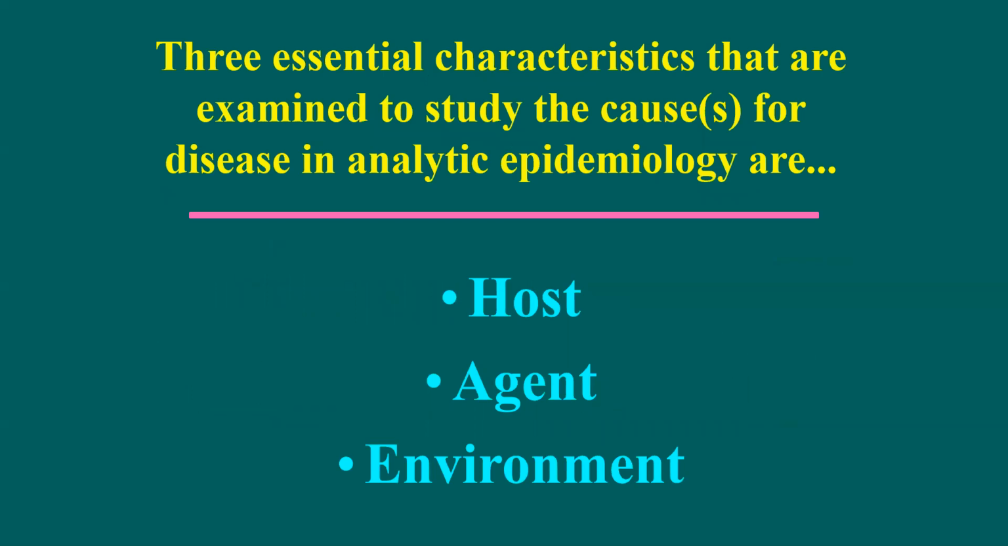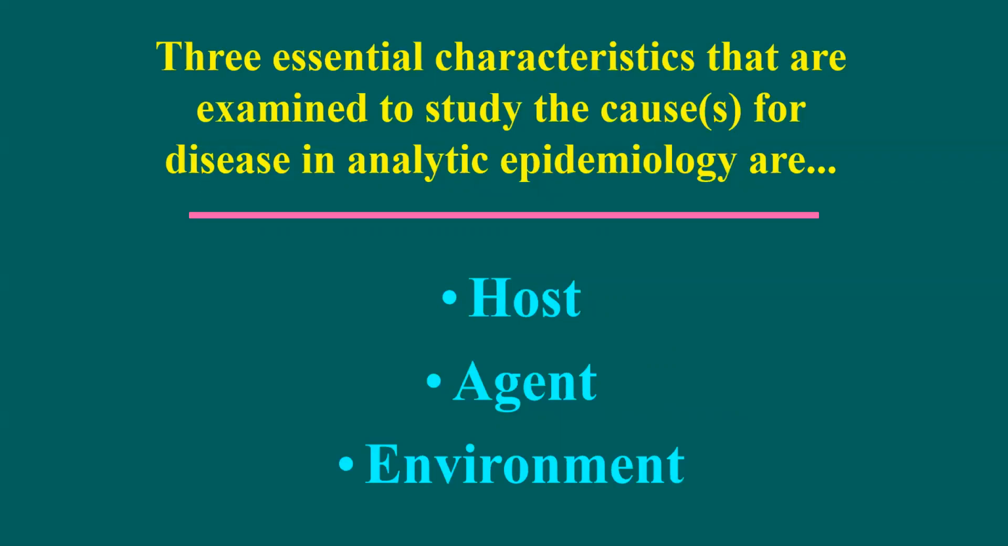So now we're moving to the next stage, which is analytic epidemiology. For analytic epidemiology, we have three essential characteristics that are examined. Remember, for analytic, we really want to see the relationship between variables. You can't analyze something if you don't have relationships. To start analyzing, you need to look at the relationship between variables.